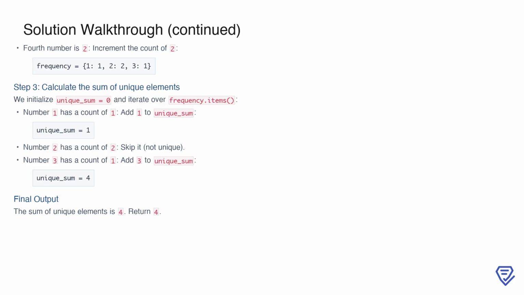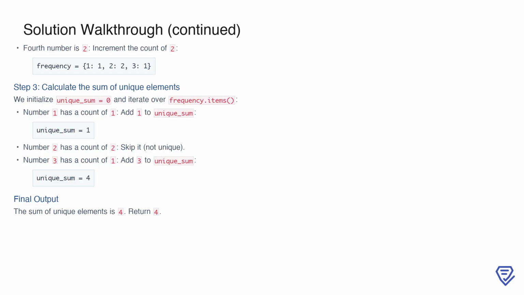As we continue iterating, we encounter the fourth number, which is 2. Since 2 is already in the dictionary, we simply increment its count, making frequency equals 1: 1, 2: 2, 3: 1. With the frequency dictionary fully populated, we move on to the next step, calculating the sum of unique elements.